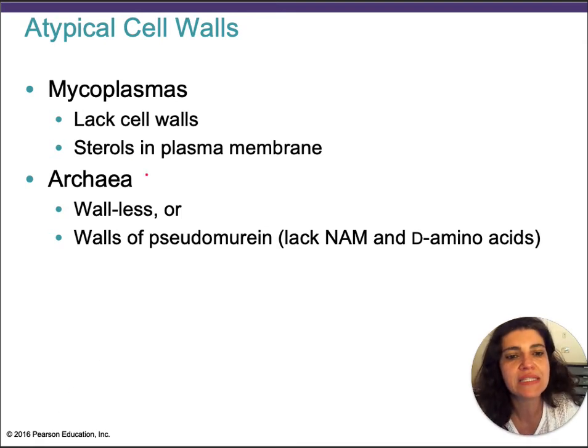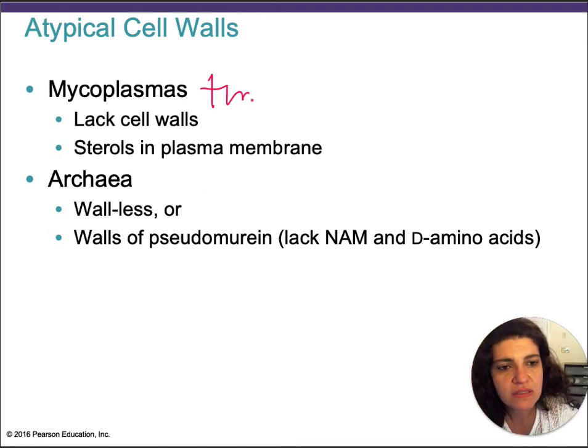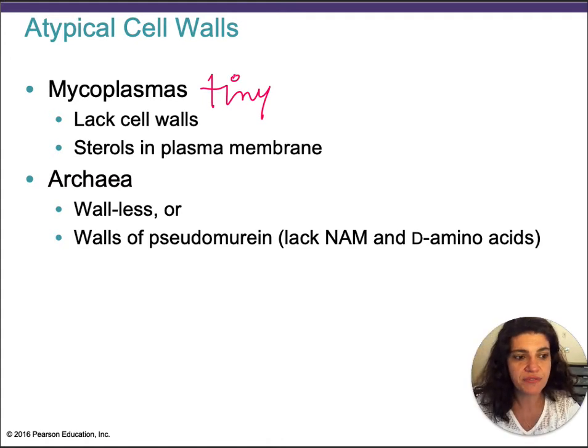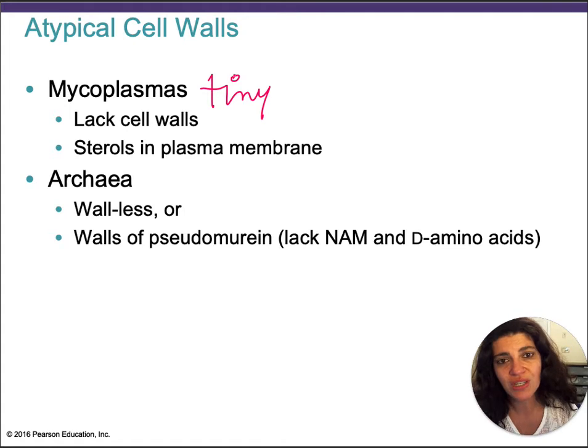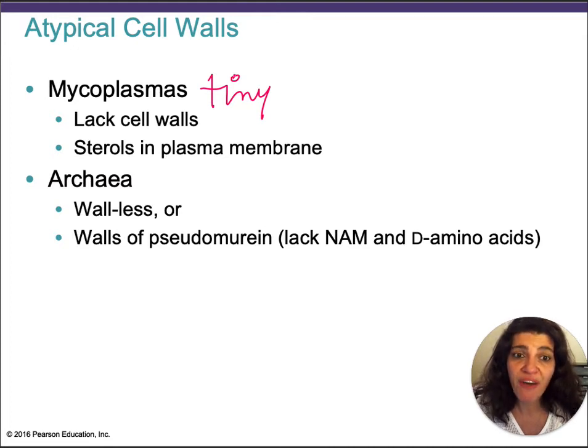Mycoplasma are really tiny bacteria that a lot of times contaminate primary cultures in labs because they pass through filters. We're going to learn about how to sterilize by filtration. So then you think about mycoplasma. They're so tiny that they pass through the meshes of the filter, so you can't really sterilize the medium if there is mycoplasma present. Sometimes they can cause lung infections that are confused with viral pneumonia because they're so tiny. They're hard to detect.